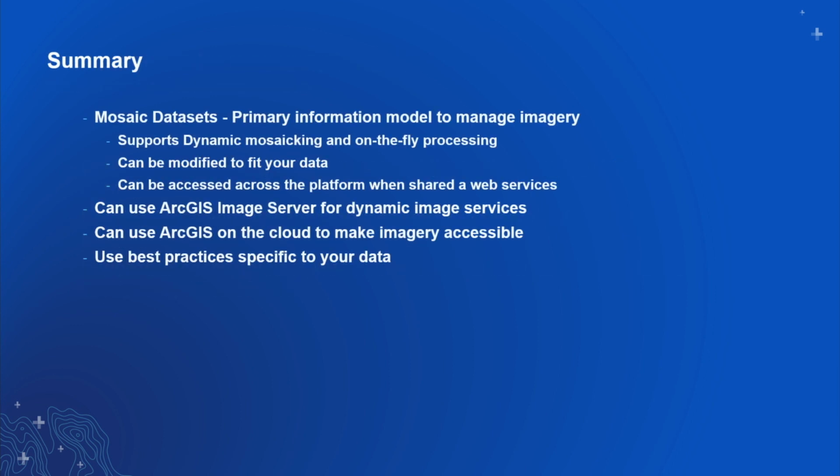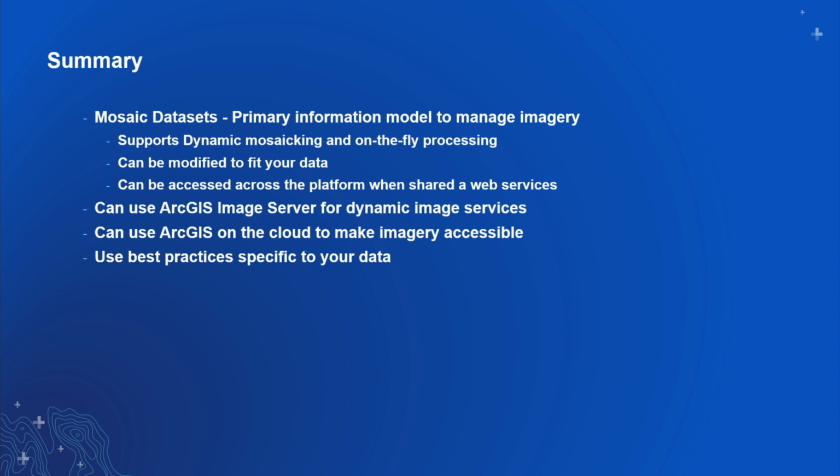So just to summarize what we talked about today, we talked about Mosaic Datasets, which is the primary information model to manage imagery. It supports dynamic mosaicing and on-the-fly processing. You can do a ton of modification to fit your data needs, and it can be accessed across the platform in Pro, ArcGIS Online, and in Portal. Use ArcGIS Image Server for dynamic image services.